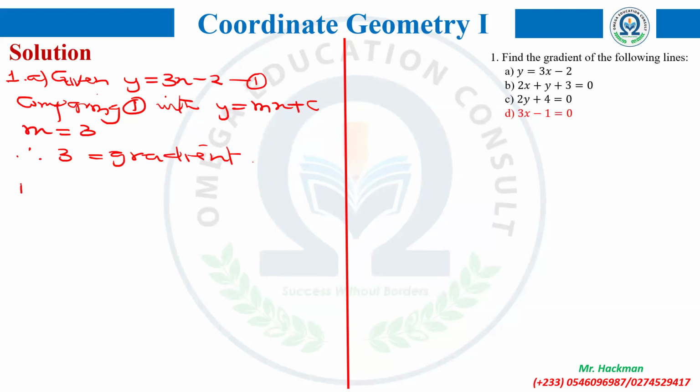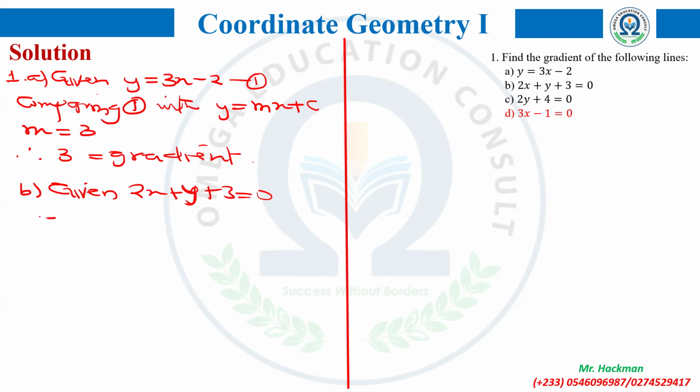Now let's go and look at B. What are we given? 2x plus y plus 3 is equal to 0. Obviously a linear equation. Is it necessary to make y the subject? Yes, because the equation didn't come with y made the subject. So we are supposed to make y the subject. If you want to make y the subject, the y term here is positive, so you maintain it here.